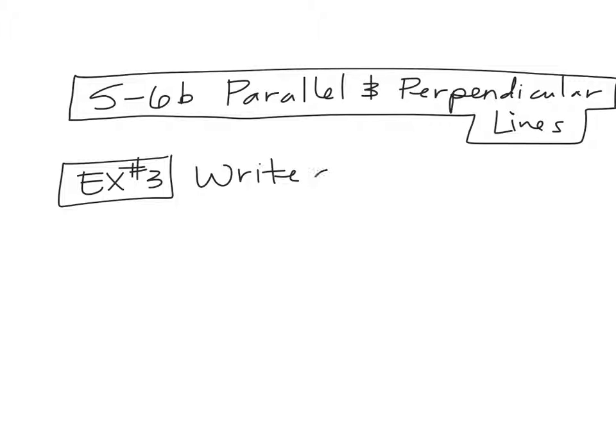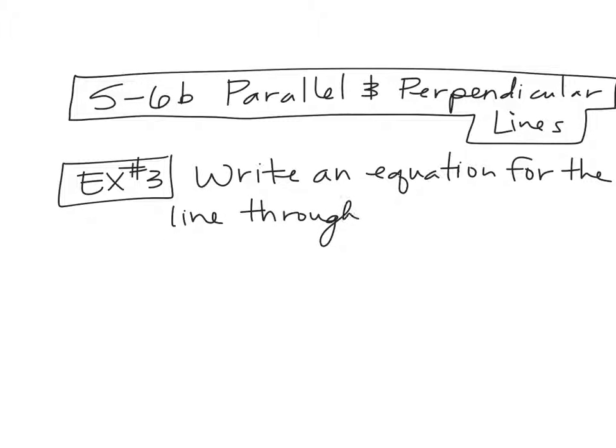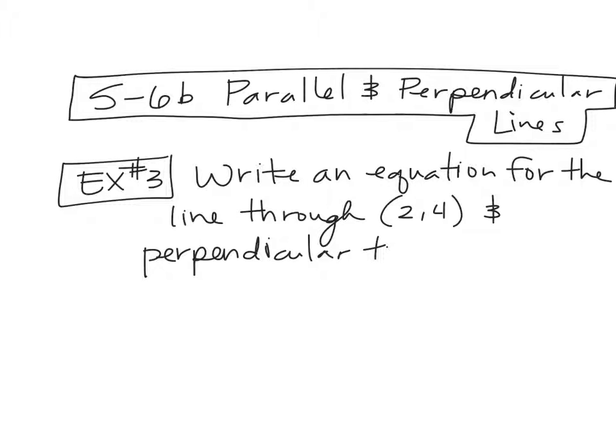Write an equation for the line through the point 2, 4 and perpendicular to y equals 1/3 x minus 1. Okay, so this is the only type of question we are focusing on today.